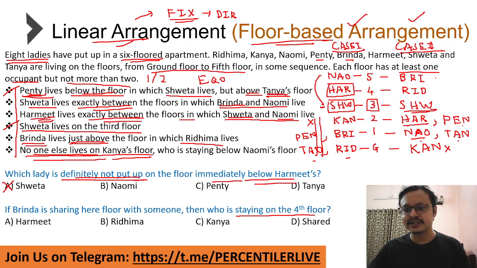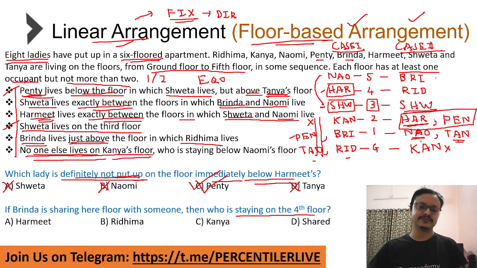In the second case, that is case 2, the people staying immediately below Harmeet are Naomi and Tanya. So the person who's definitely not put up immediately below Harmeet is option C, Penty. In the first case, Penty is way below Harmeet. In the second case, Harmeet and Penty are sharing the same floor, but whatever happens, Penty is not staying immediately below Harmeet in either case. Hence the first answer is option C, that is Penty.